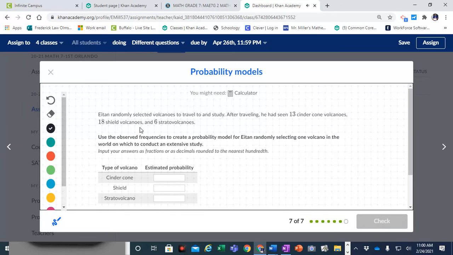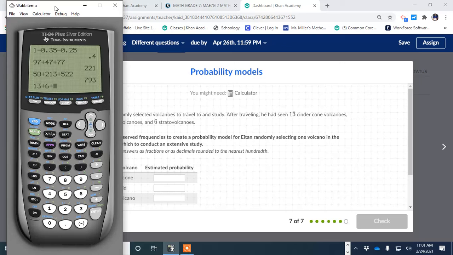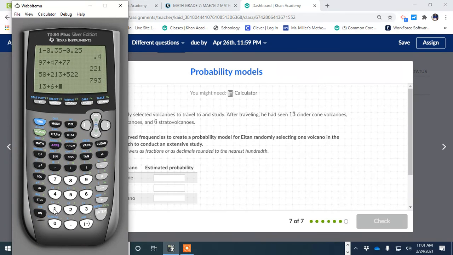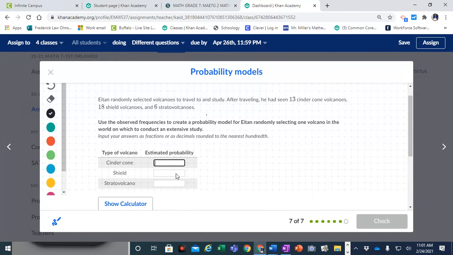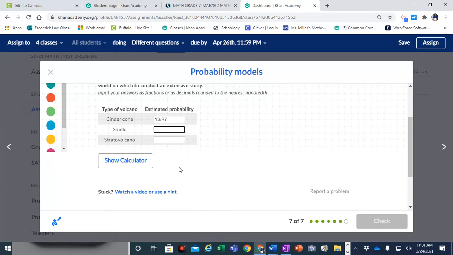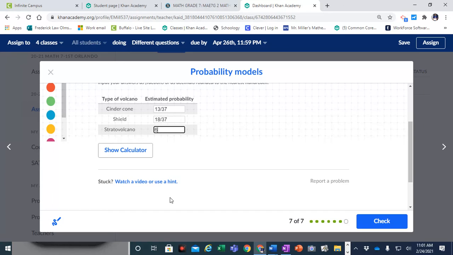And this is like the ones we already did earlier, so we have to add up. So 13 plus 6 plus 18 is 37. So the probability of each of them again. So the cinder is 13 out of 37. The shield is 18 out of 37. And the stratovolcanoes are 6 out of 37.